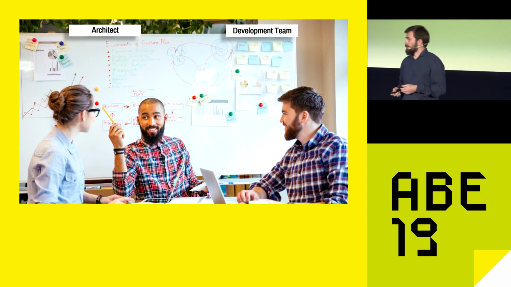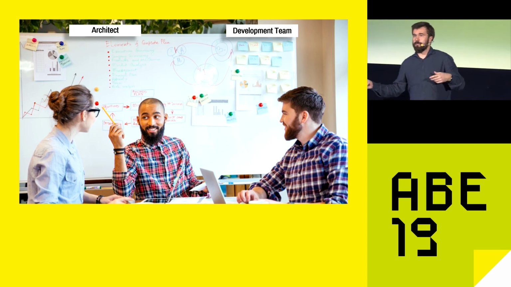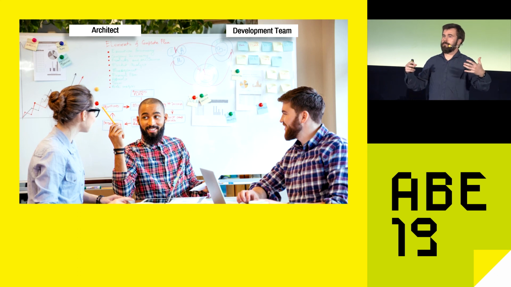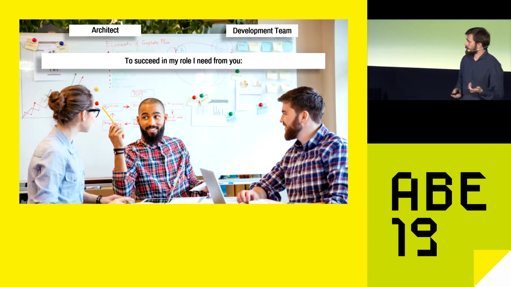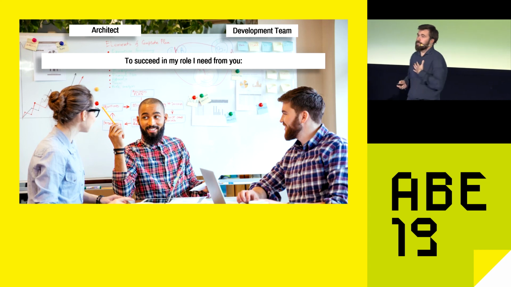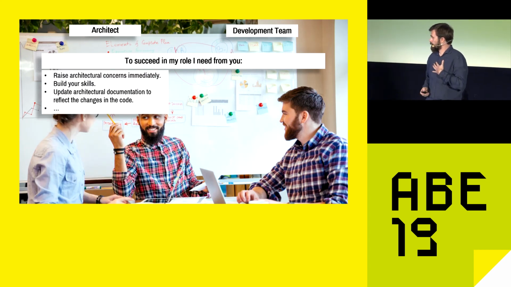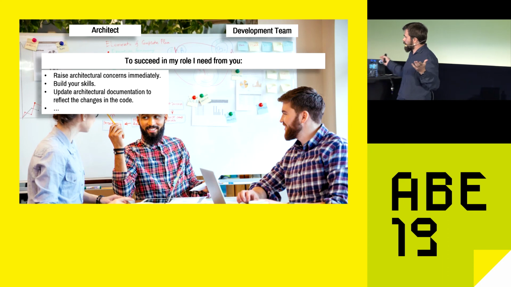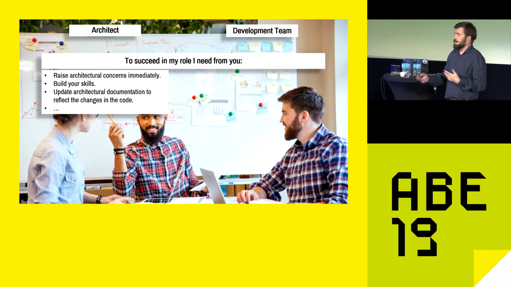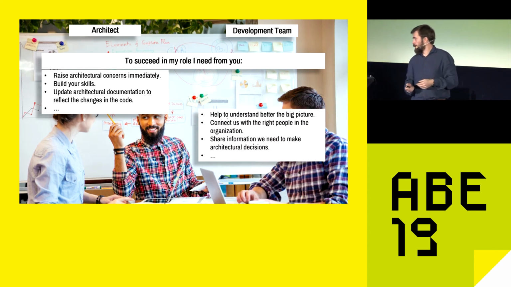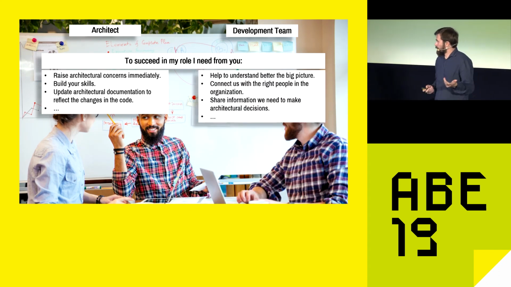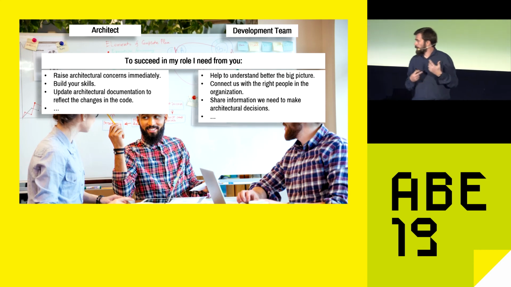So the next example. Not middle manager, but architect and development team, because the contract can be between a person in a particular role and the team, for example. So start with the needs. To succeed in my role, I need from you, as an architect, for example, to update architectural documentation to reflect the changes in the code. Quite a fair need from the architect's perspective. On the other hand, we as a team would like to share the information we need to make architectural decisions.